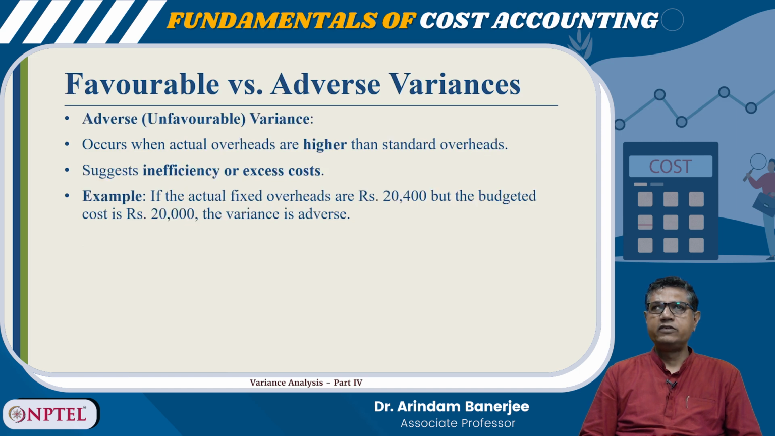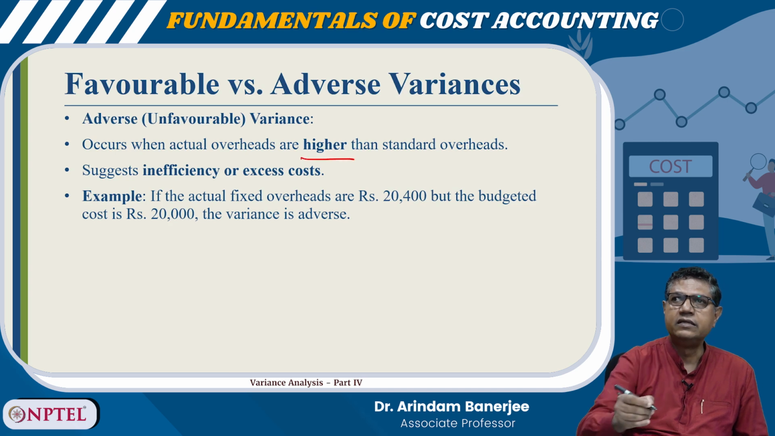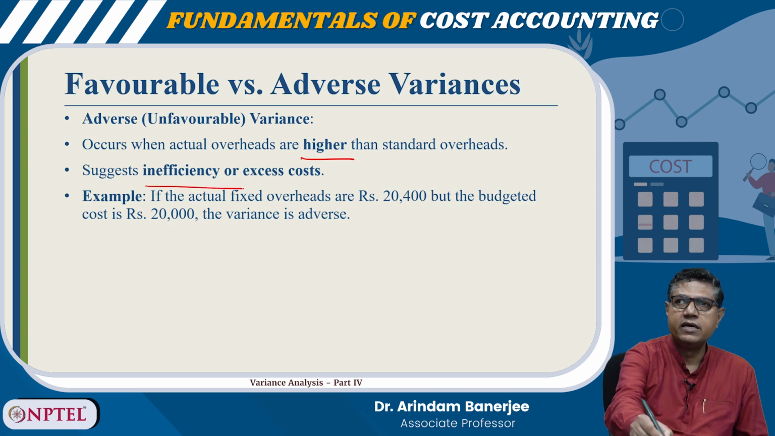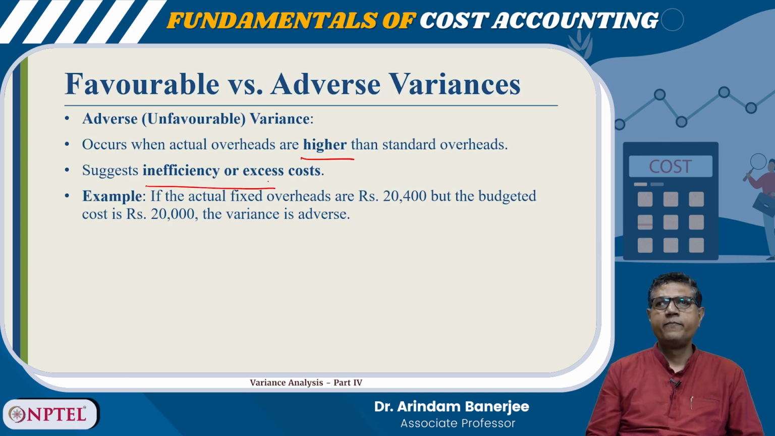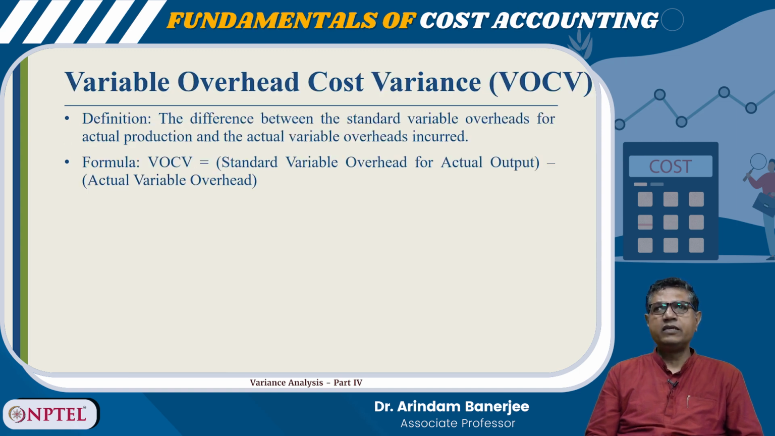Similarly, the adverse variance occurs when the actual overheads are higher than the standard overheads. This suggests inefficiency and excess cost, right? So, for example, if the actual fixed overheads are rupees 20,400, but the budgeted cost is rupees 20,000, the variance is adverse. Fine. Okay.